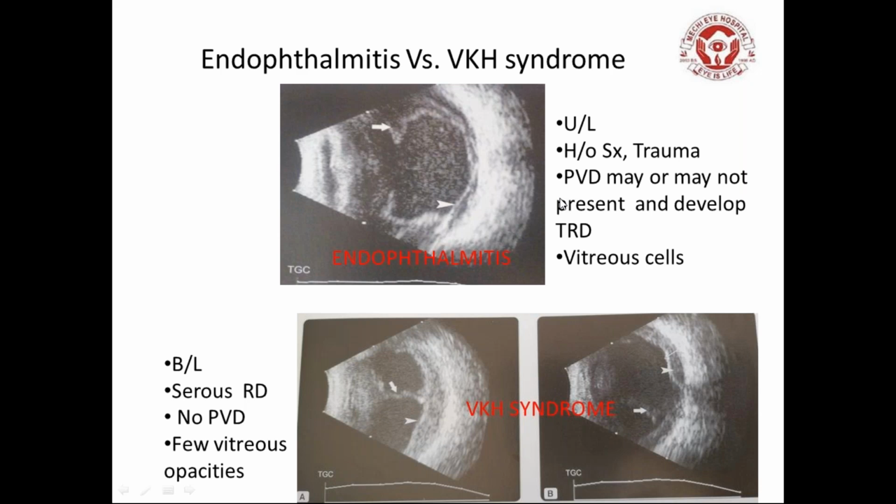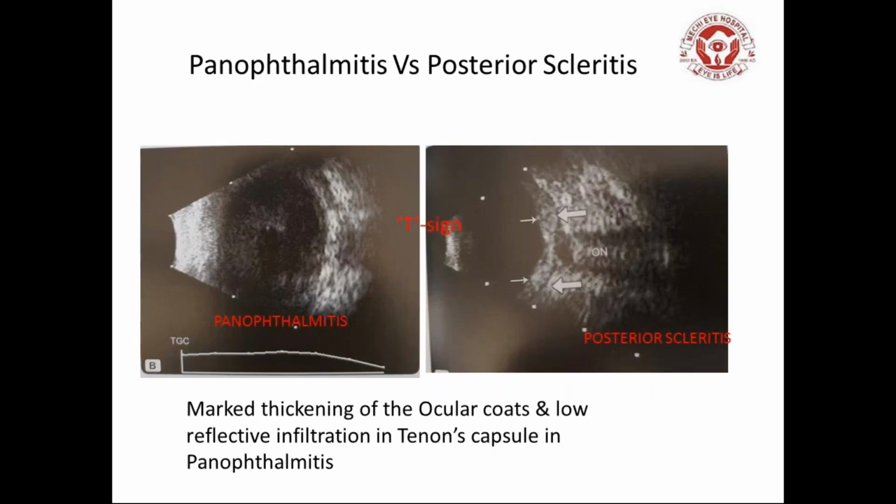Now coming to panophthalmitis. In both cases there is presence of T sign. In case of panophthalmitis, there is marked thickening of ocular coats, and in the subtenon's space there is presence of low reflective echoes. But in case of posterior scleritis, the T sign is there, but it is clear. And we can also correlate clinically.